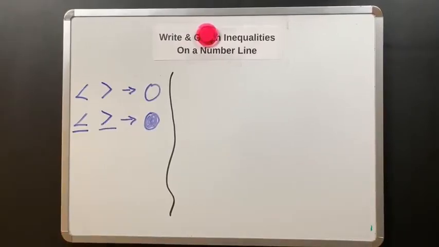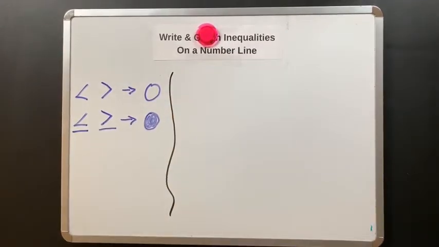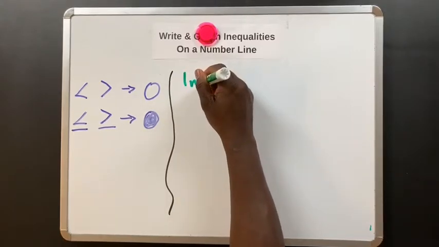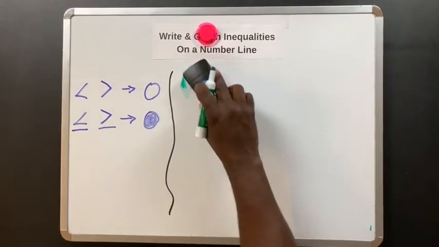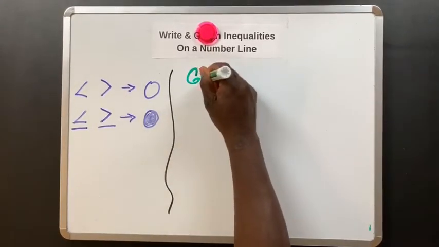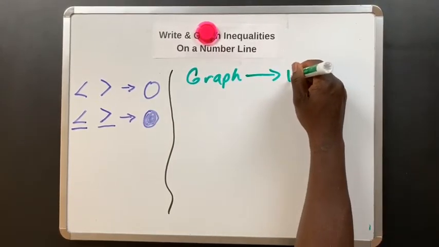Okay, so now let's focus on writing the inequality when you're given a graph. You can see that I covered up the graph, all right? In this case, we're just going to write the inequality when you're given a graph. Another way to think about it is we're going to go from the graph to the inequality sentence.